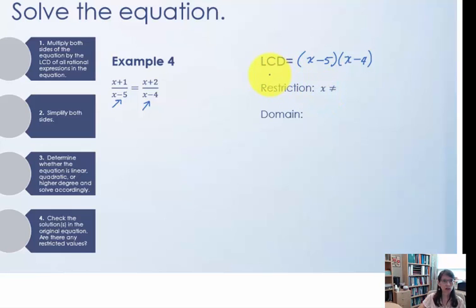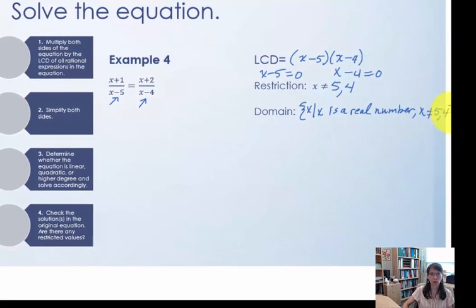To find the restriction, you're going to set each of those factors equal to 0 and solve. So when x minus 5 equals 0, adding 5 to both sides will give us an x value of 5. So right away I need to eliminate 5. X minus 4 set to 0 means I'm adding 4 to both sides. So that x value would be 4. So I also need to eliminate positive 4. So the domain is the set of x such that x is a real number, but x cannot equal 5 or 4.